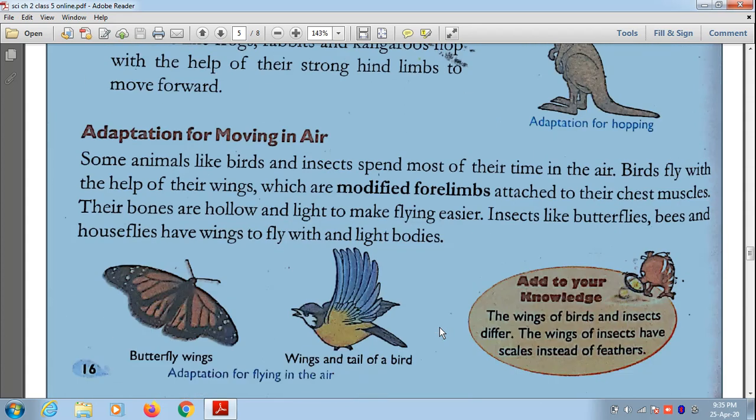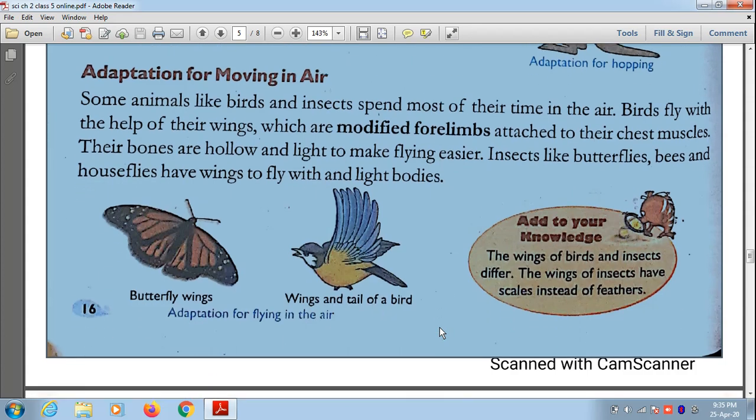Now adaptations for moving in air. We all know that animals like butterflies and birds fly. So obviously they are adapted for that, children. They have modified forelimbs, that means their hands, attached to their chest muscles, right? Their bones are hollow. Hollow means empty, light. This phenomenon is also called pneumatic bones. Such pneumatic bones help the birds to fly because their body becomes light.